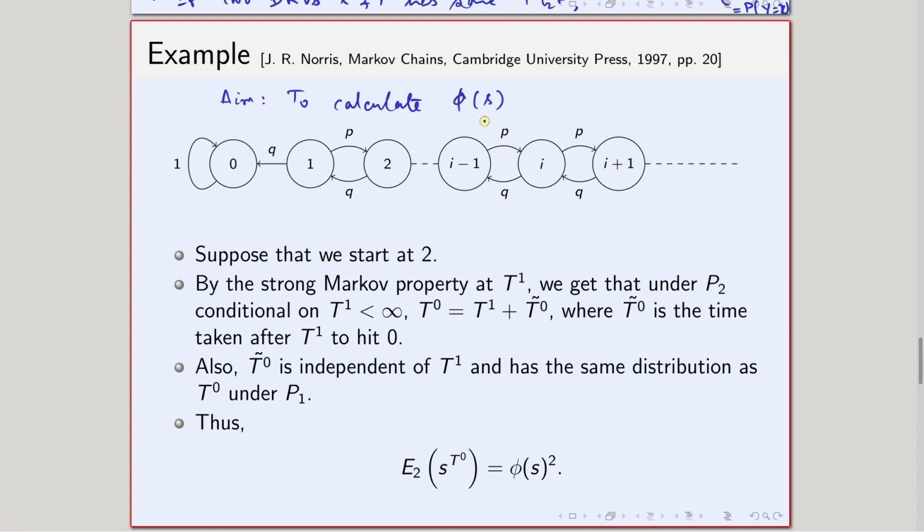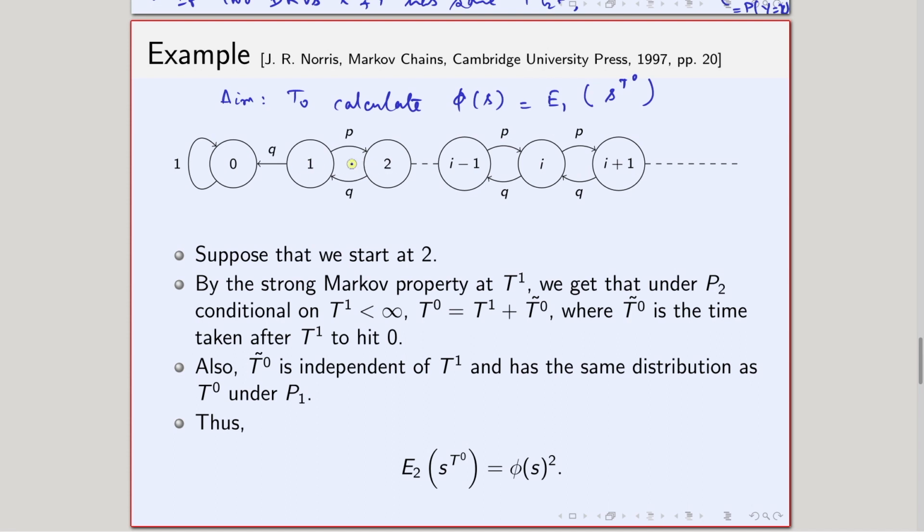To calculate phi of s, I can proceed as follows. Suppose I start from state 2. Note that this is basically the expectation of this quantity conditional on starting from state 1, but to find it, suppose the chain is starting from state 2. What happens? If I start from state 2 and I have to hit state 0, then I have to move to state 1, there is no other option. Directly from 2 I cannot go to 0; I have to go via 1.